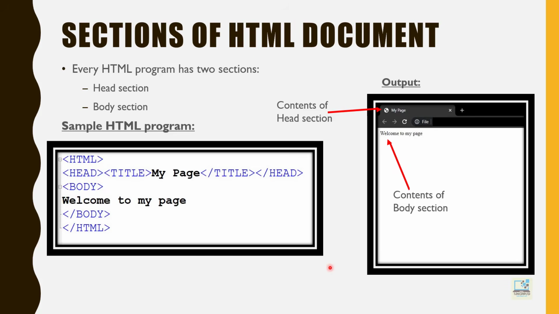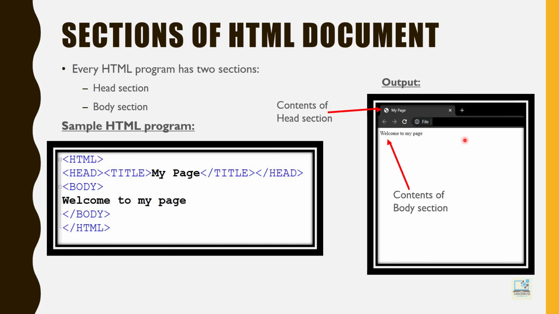So every HTML program has two sections, head section and body section. Here I have one sample HTML program in which the title of the page is my page and in the body I have written welcome to my page. So in the head section we have the head tag and the title tag, and you can see in the output in this part of the screen the title of the page is displayed.